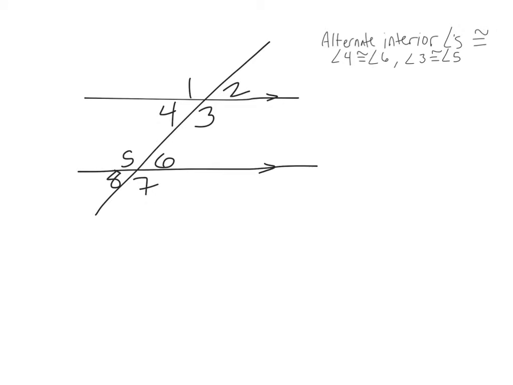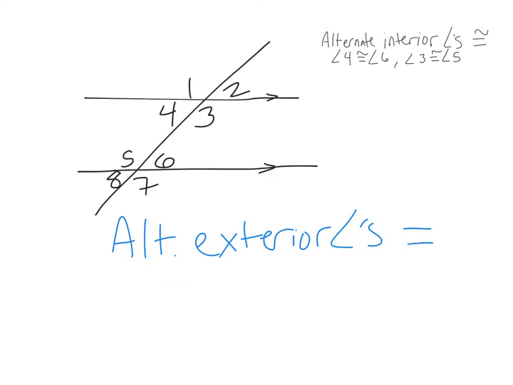Let's try another one. How about alternate exterior? Which ones do you think those are based off of that first one we talked about, alternate interior? Well, my alternate exterior angles are going to be something like 1 and 7, or 2 and 8. And what do you think you know about those? You got it. They are congruent. So it's angle 1 is congruent to angle 7. Angle 2 is congruent to angle 8. Awesome. So those are your alternate exterior angles.